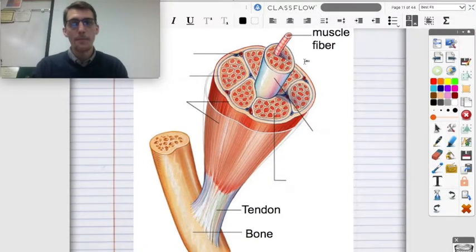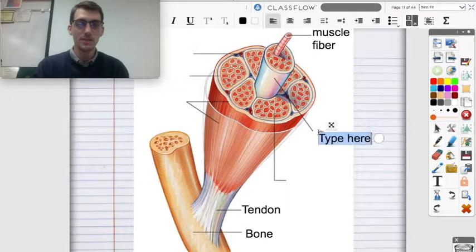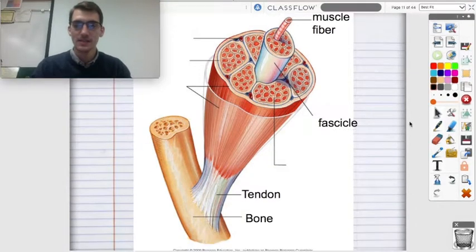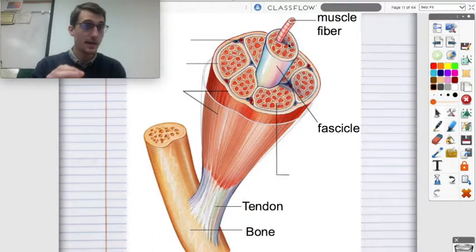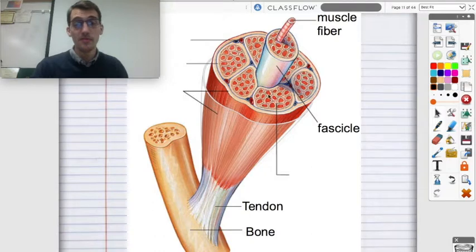Okay, a bunch of these muscle fibers put together in a group. It's kind of sticking out here. This is called a fascicle. A fascicle, kind of like icicle, but it's called a fascicle. All right, so a fascicle of muscle fibers. Okay, that's a connection. It's a bundle of fibers. And then we have a bundle of fibers here, and that makes up the muscle.